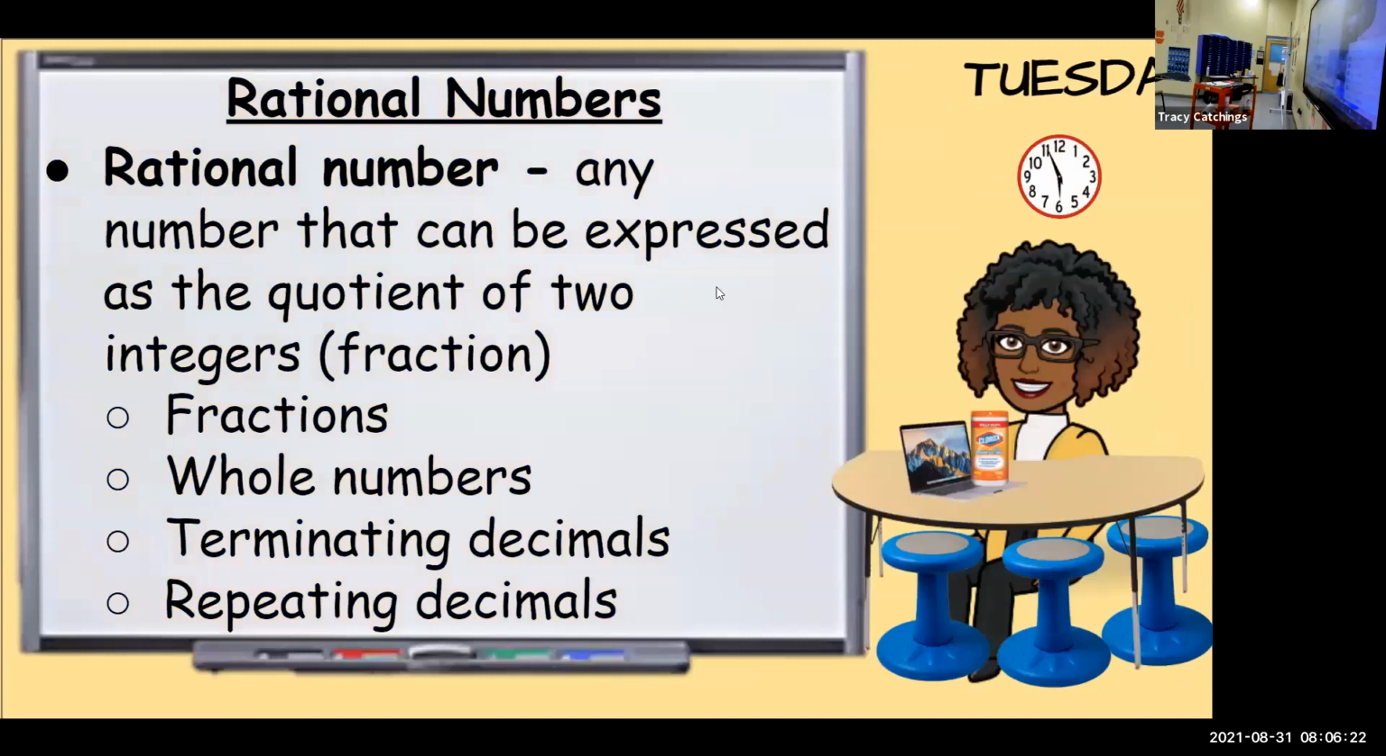All right, today we're gonna build on what we learned last week with multiplying and dividing integers, except today we're gonna look at rational numbers. I'm gonna give you about 2 minutes to get this definition of a rational number. About 2 minutes.